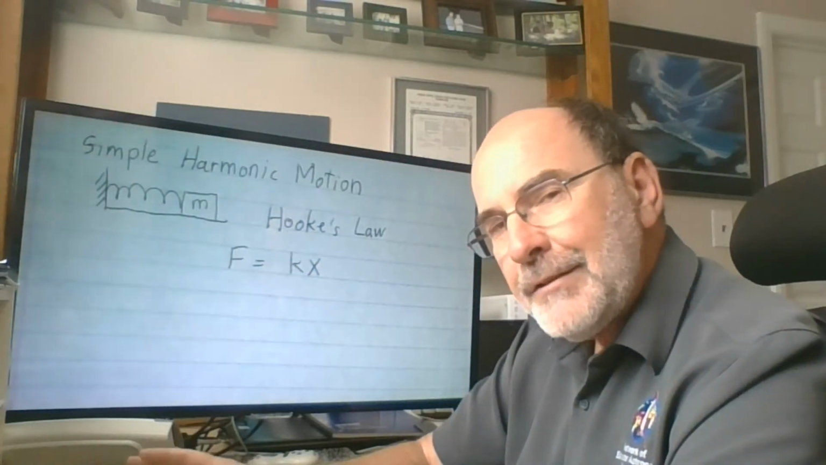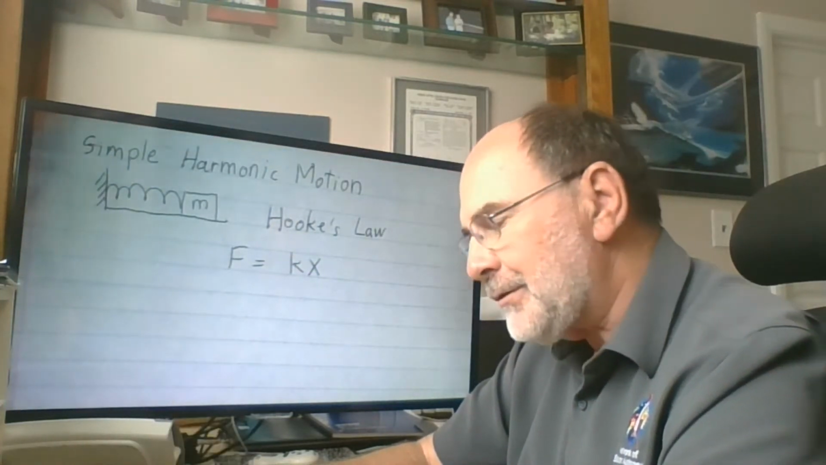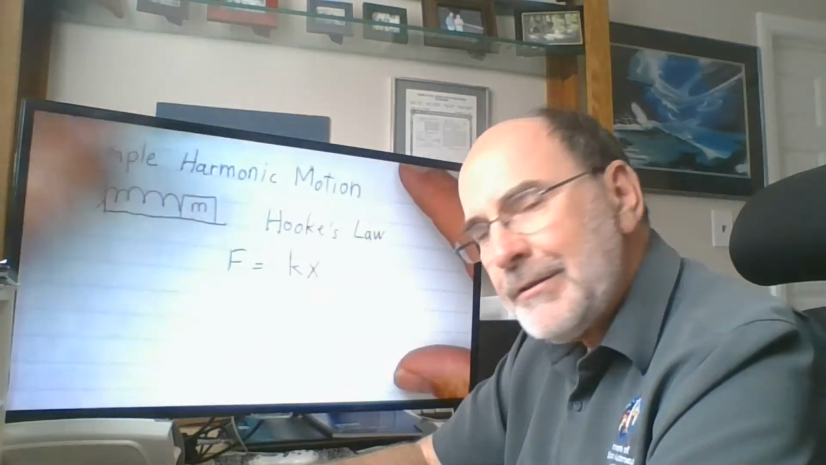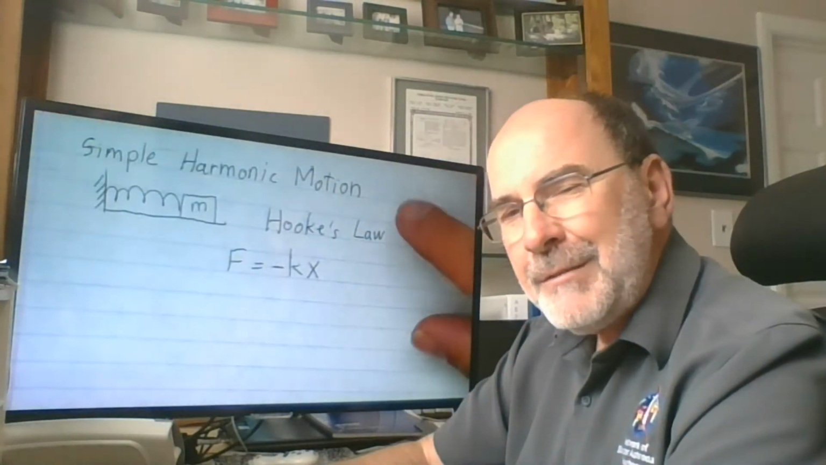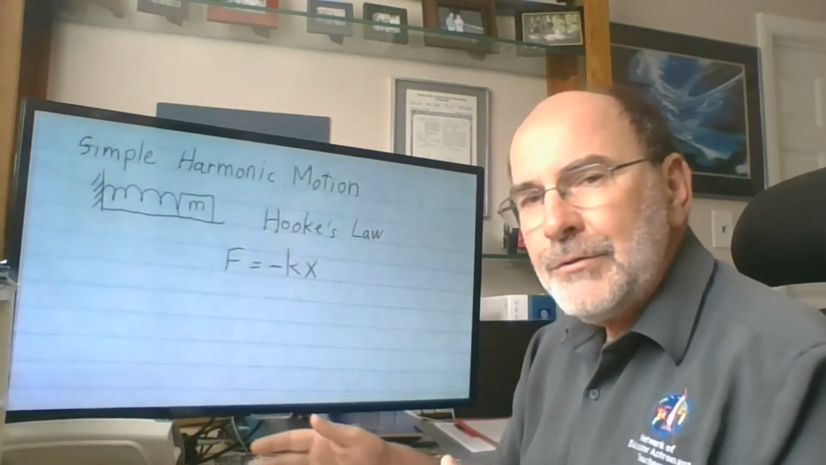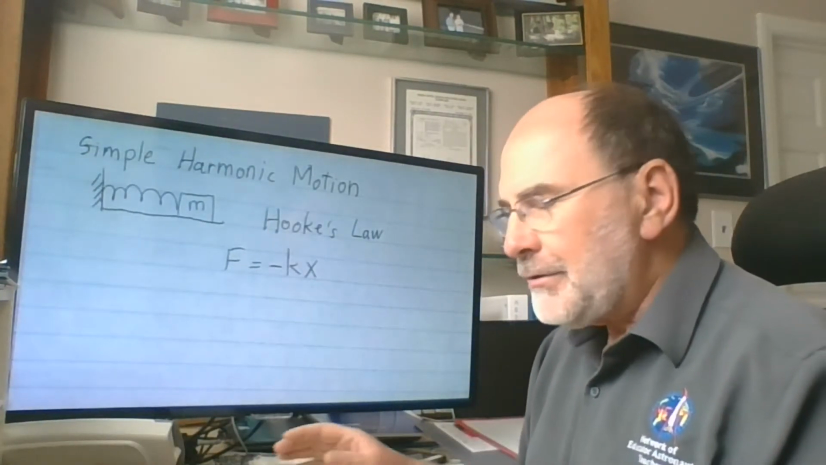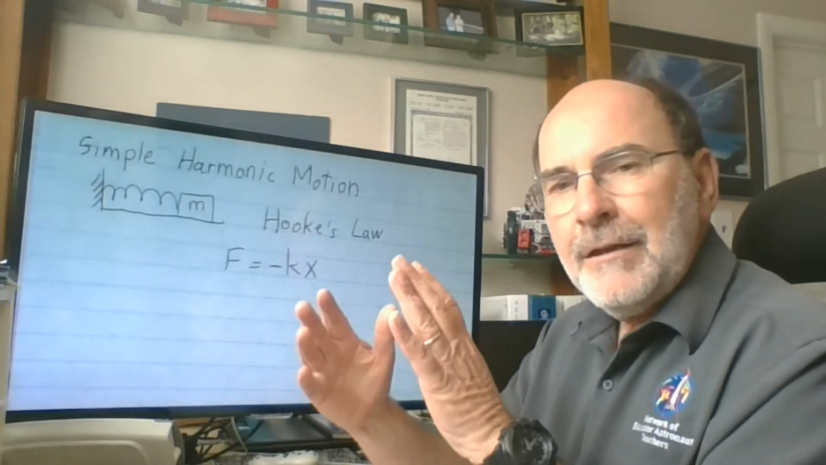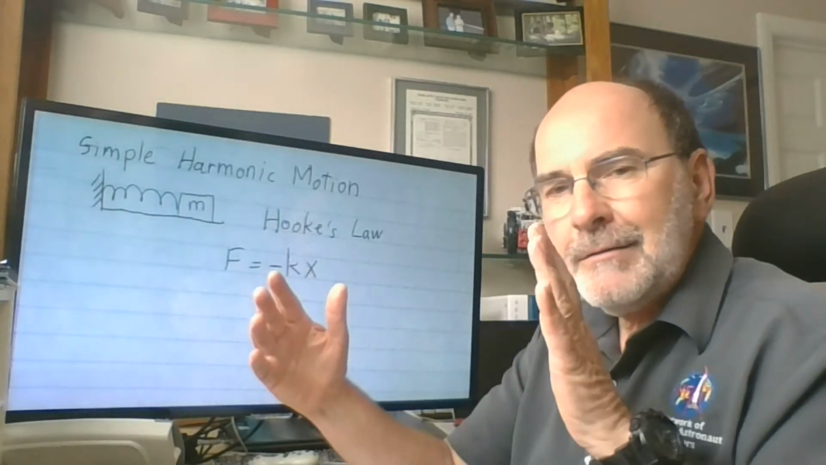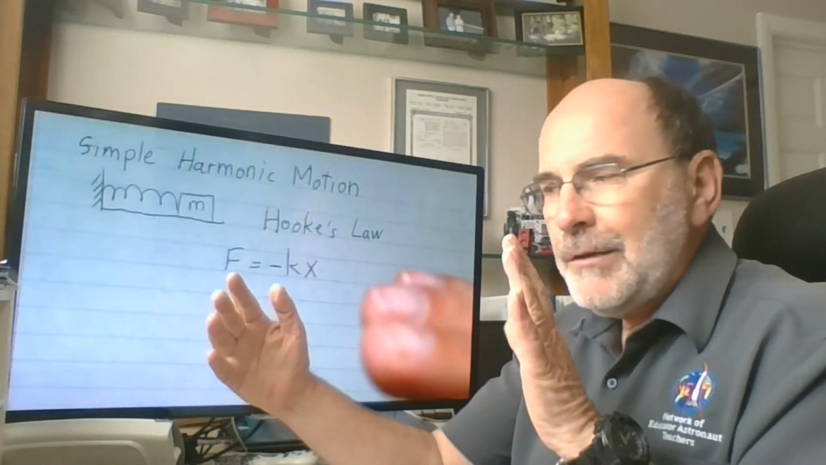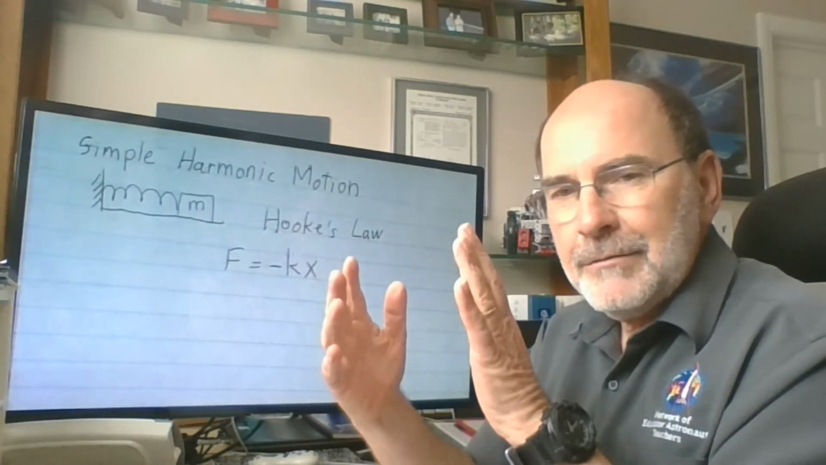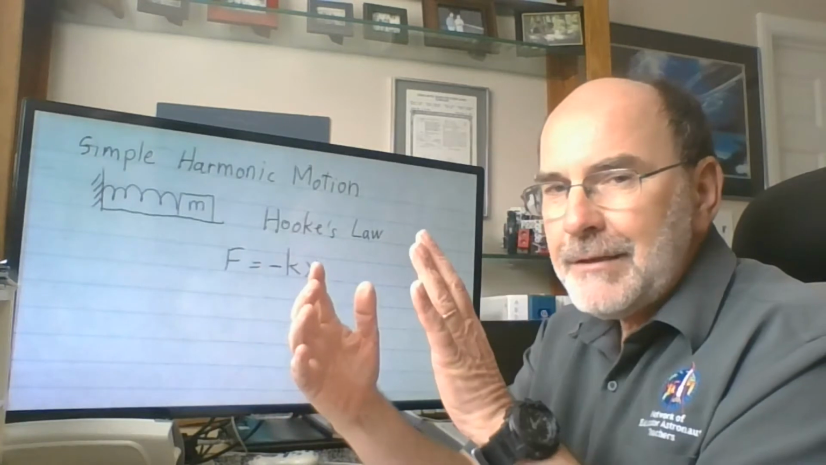Now, it always has to be a restoring force, and we show a restoring force in physics by putting a minus sign in front of all this. That means the direction is back towards 0. So if I had a slinky and I were to pull it apart, let's say I move that in the positive x direction, then the restoring force would try to make it snap back to 0. So the force would be in a negative direction.